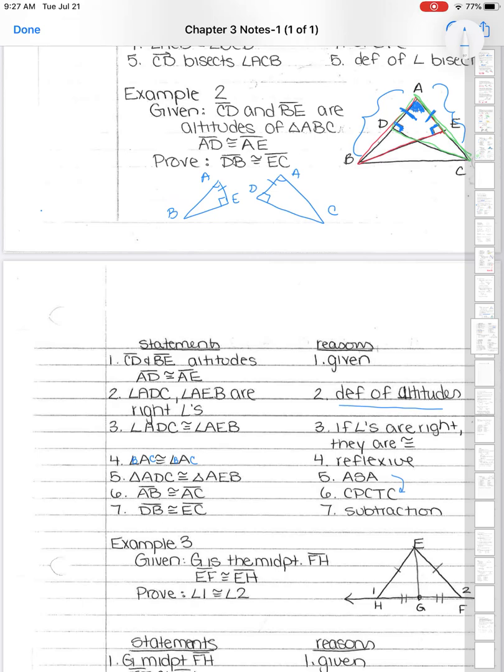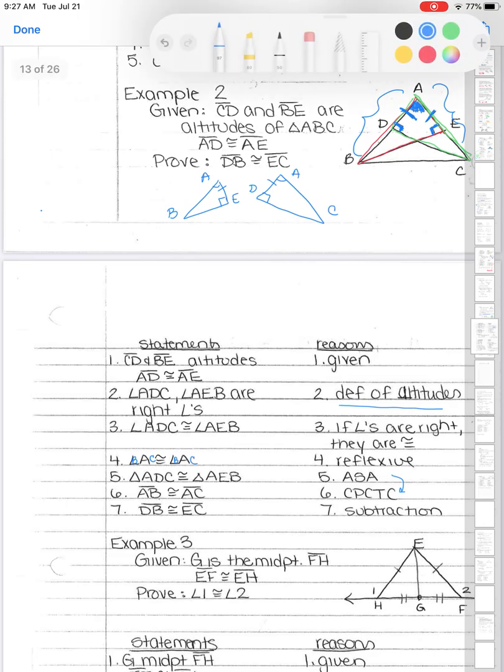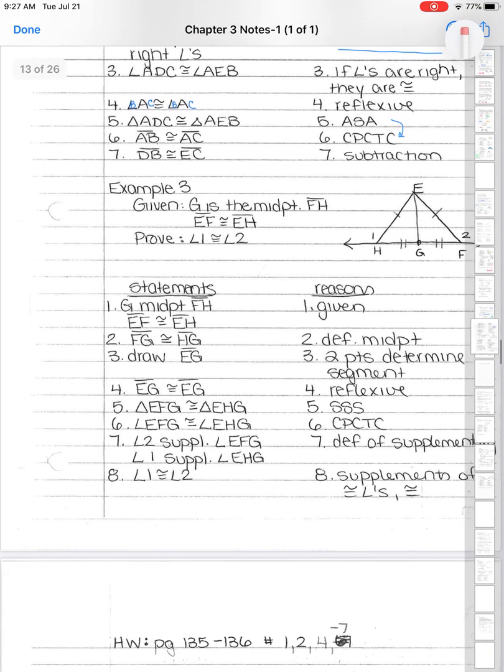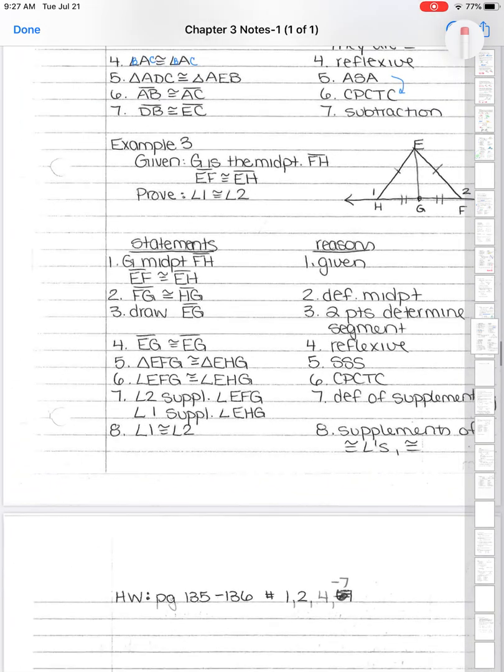So I have to prove DB and EC. Those are on the outside, so it makes sense to pick a side of the triangle to work with. I'm going to use AB and AC to prove that this side is congruent to this side by CPCTC. And then, given that I know that AD and AE are congruent, I can use subtraction to say that DB is congruent to EC.